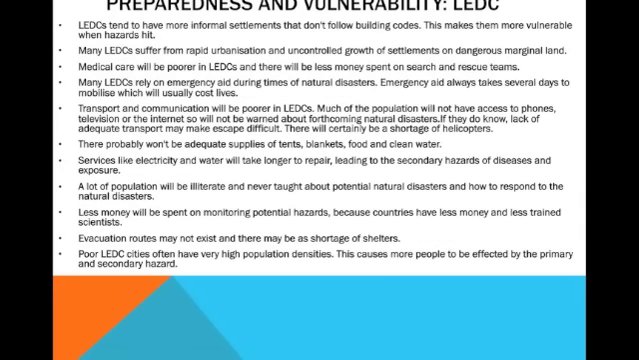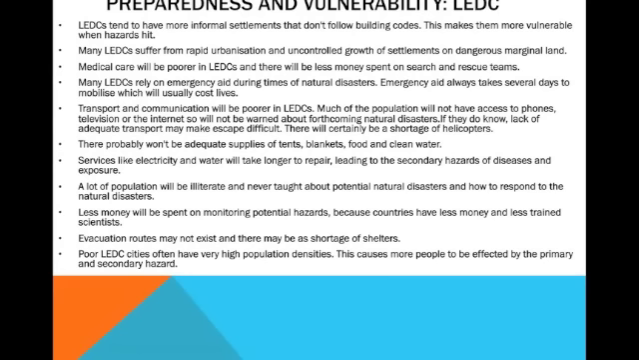So, preparedness and vulnerability of LEDCs. LEDCs tend to have more informal settlements that don't follow building codes. This makes them more vulnerable when hazards hit. Many LEDCs suffer from rapid urbanization and uncontrolled growth of settlements on dangerous marginal land. Medical care will be poorer in LEDCs, and there will be less money spent on search and rescue teams. Many LEDCs rely on emergency aid during times of natural disasters. Emergency aid always takes several days to mobilize, which will usually cost many lives.